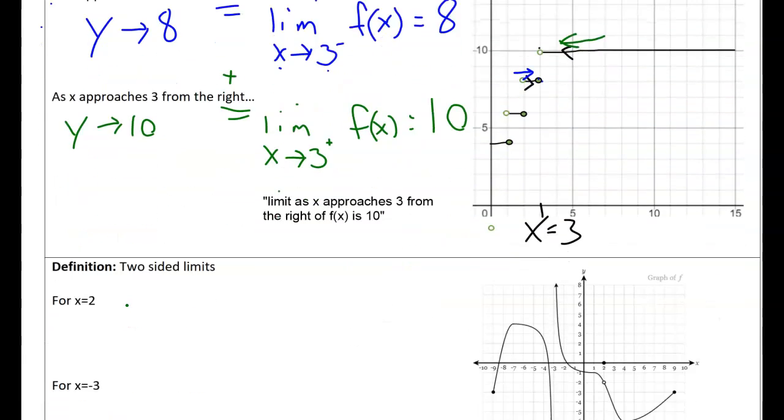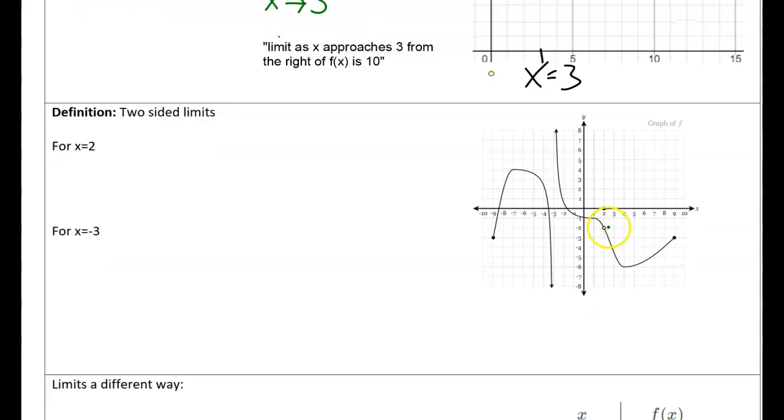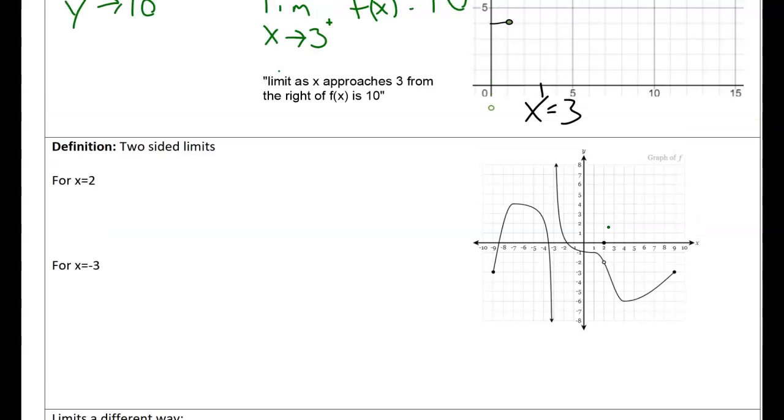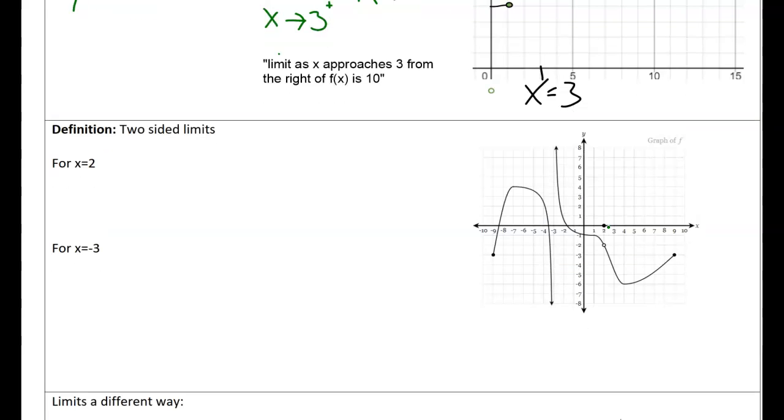So now we're going to introduce a definition to go with this notation. This again is not that hard, but it looks harder than it is. So we're going to consider this second graph, and we're going to consider this point x equals 2 first, right? So x equals 2 is here.